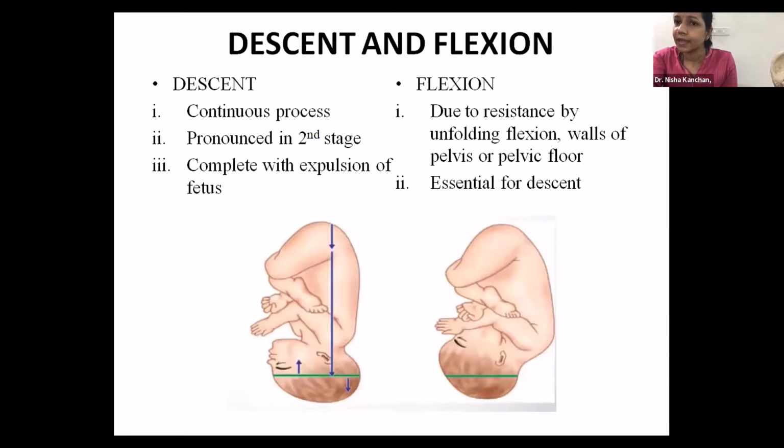Now, when the head gets flexed and the chin touches the chest, in a well-flexed head, the diameter entering the pelvis, the green line, becomes much shorter. So by flexion, the baby is trying to get its smallest diameter to enter the pelvis so that it can enter easily. If flexion doesn't happen, labor gets delayed because larger diameters will present at the pelvis, and it is difficult for the baby to enter the pelvis. So these are the next two processes which happen, which are descent and flexion.